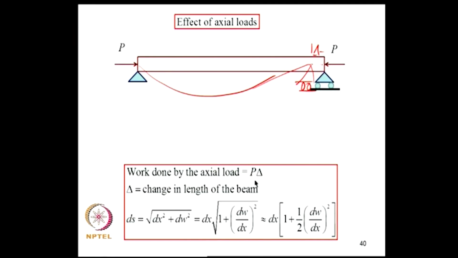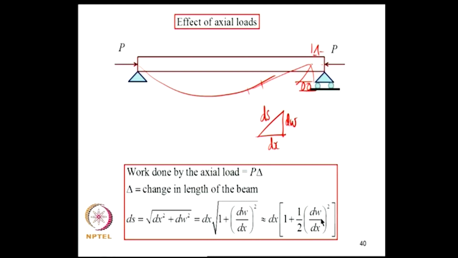So, the work done by the axial load is P delta, where delta is the change in the length of the beam. How do you get that? We can consider some section here. This is dx, this is dw, and this is ds. From that triangle I can write ds as square root of dx square plus dw square, and consequently I can get this expression by taking dx outside. By using the binomial theorem and retaining the first term, I get this term.